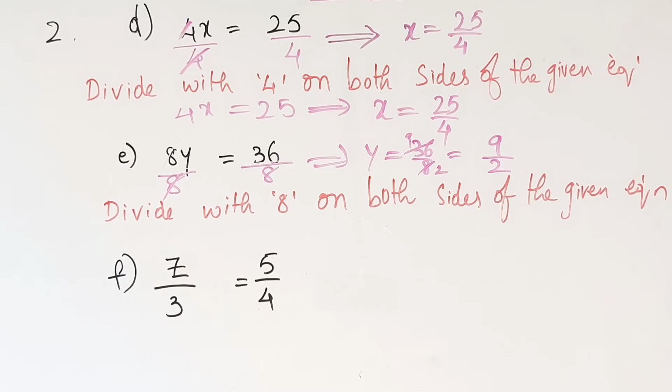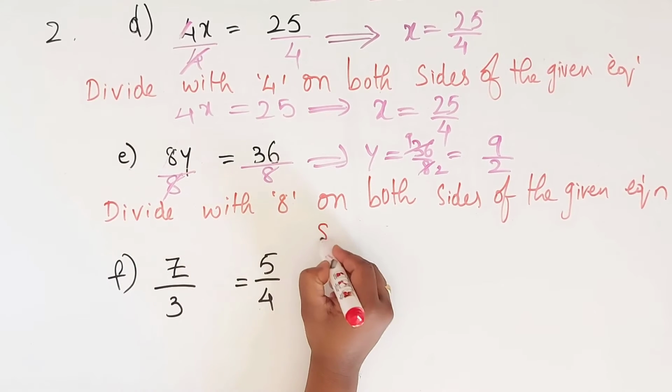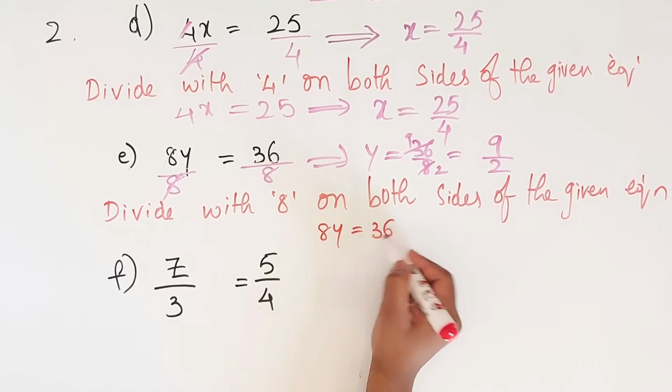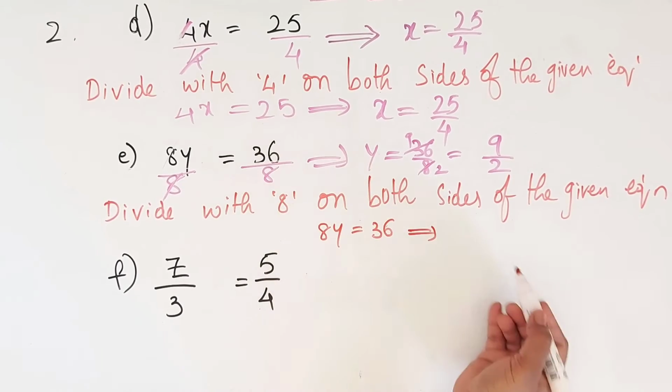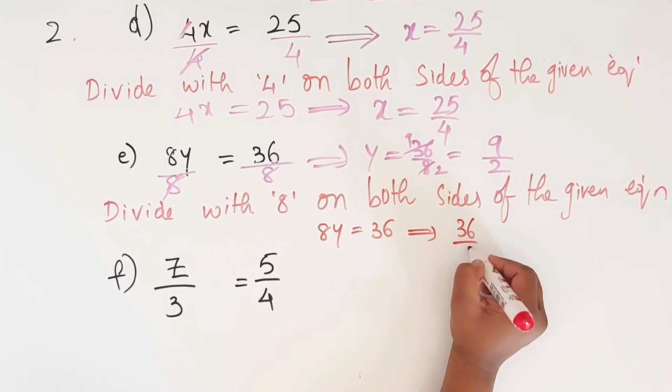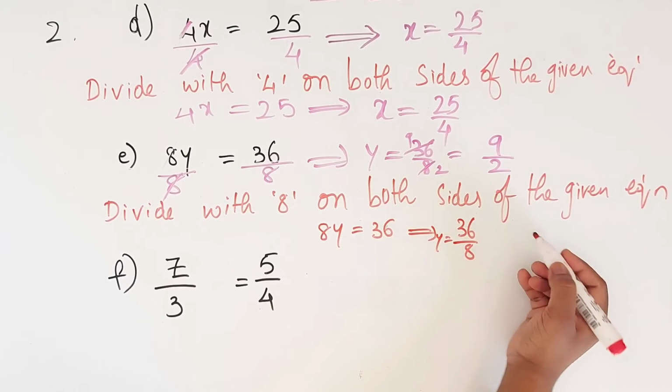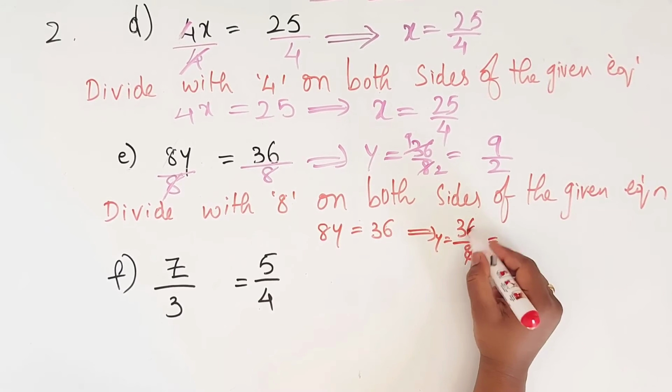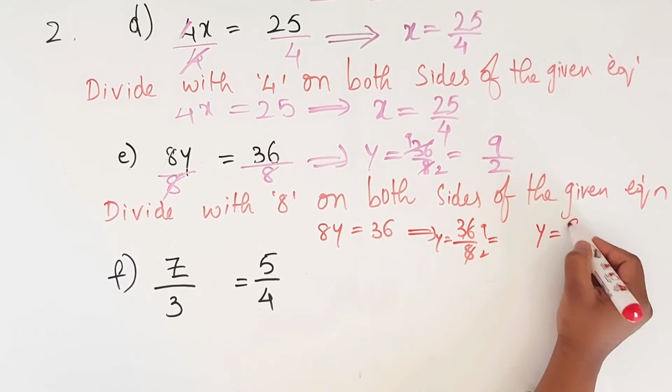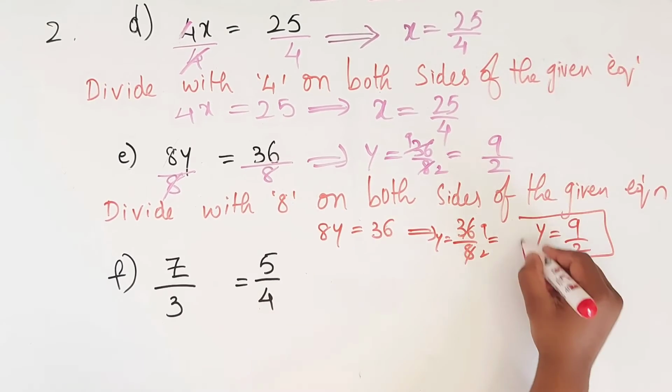Now we'll do it directly. 8y equal to 36. We want only the variable, so send 8 to the right hand side, 36 by 8. Right, children, y equal to 36 by 8. 4 2s are 8, 4 9s are 36 here also, therefore y equal to 9 by 2.